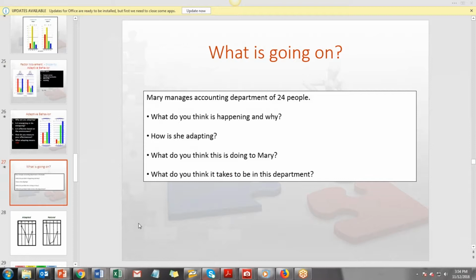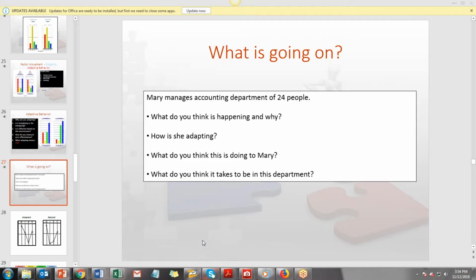Let me give you the facts. I'm going to show you the natural and adaptive graph of Mary. Mary manages 24 people in an accounting department. So what I want you to do is take that 5-step process: step one, determine what the primary style is, et cetera, et cetera.